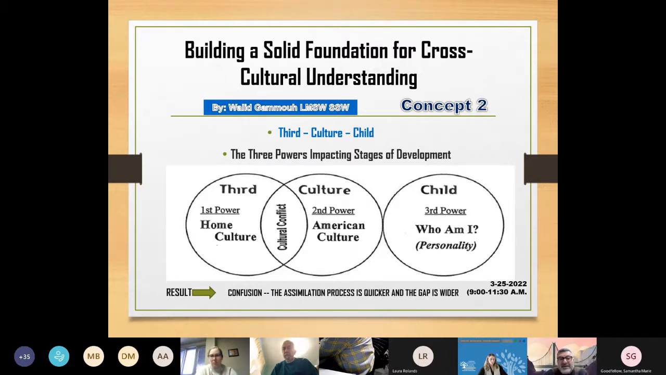Many times here, if there is no stability in the first bilingual bicultural status, the two in one, the parents, if they're not stable, that's going to trickle down to the second power, which is basically the present culture that we are living in. And that's going to impact the stages of development of kids to the point where when they grow a little bit older, they might even have an issue with their identity. So there could be an identity crisis.